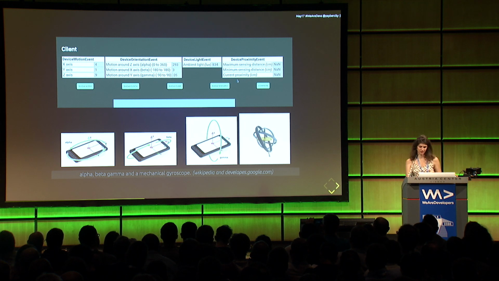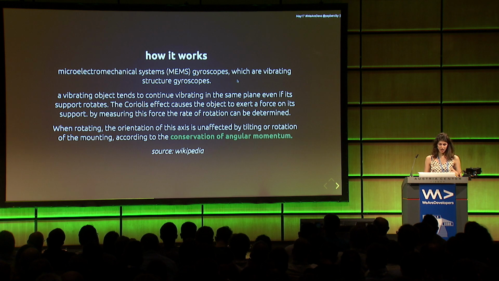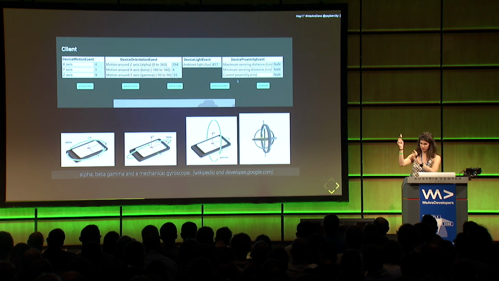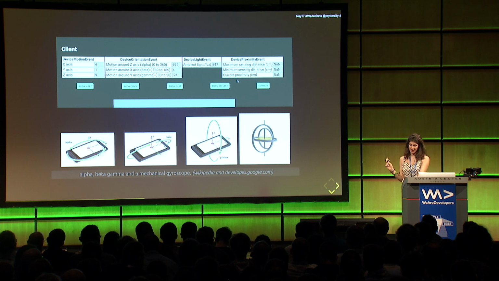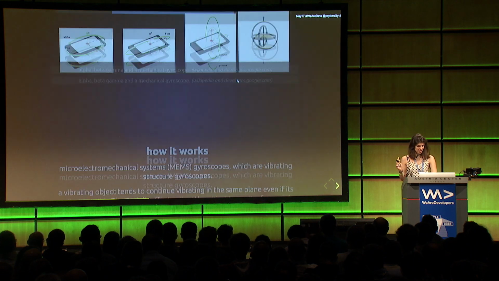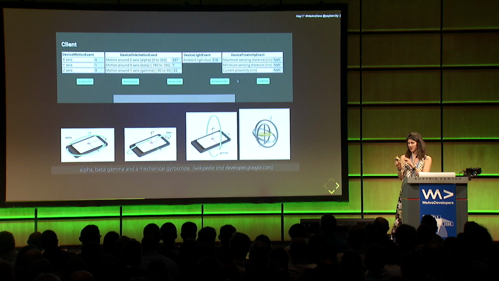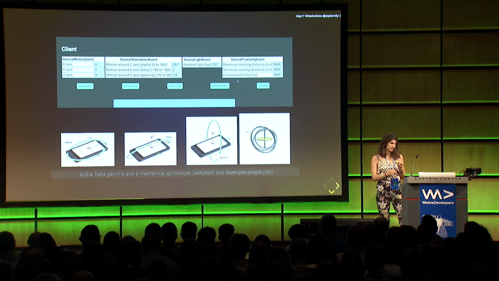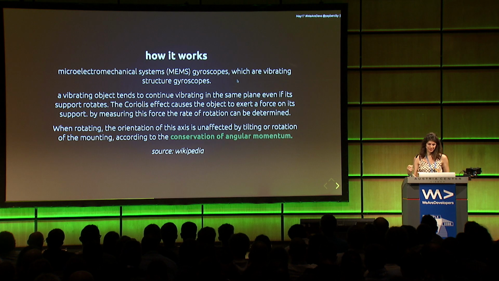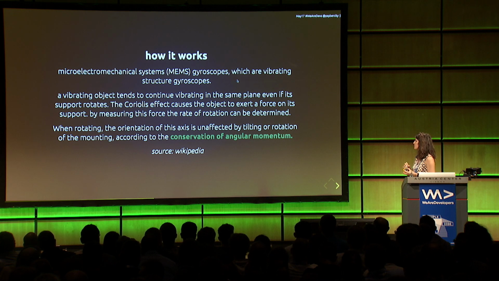A gyroscope is a device right there. First, I'm going to show you. I have brought the gyroscope with me. This is a mechanical gyroscope, but actually in our phones, they are micro electromechanical gyroscopes. The principle behind the gyroscope basically is the conservation of angular momentum.